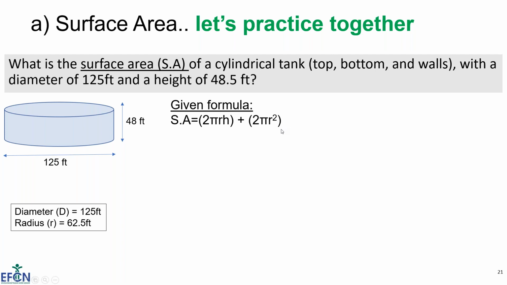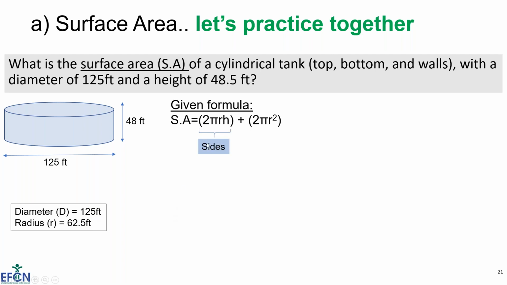So we will have 2 examples of how to work out this problem and make sure we know how to do it. So I draw out my cylindrical tank and I put in all the values I've been given. I know my diameter is 125 feet and the height of my tank is 48.5 feet. And I just saw a typo here, so we'll work through that. So the diameter is 125 feet and the radius is 62.5, which is half of this diameter here.